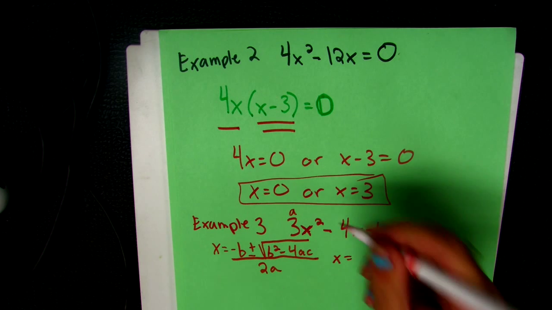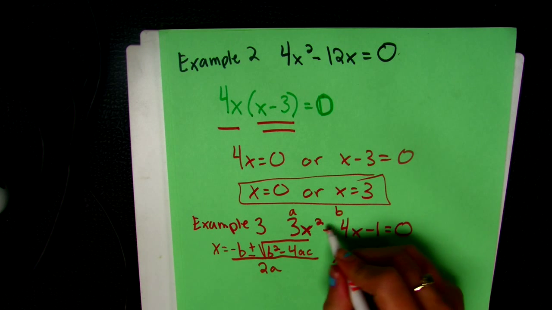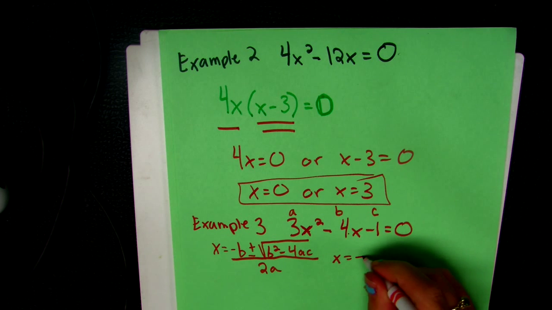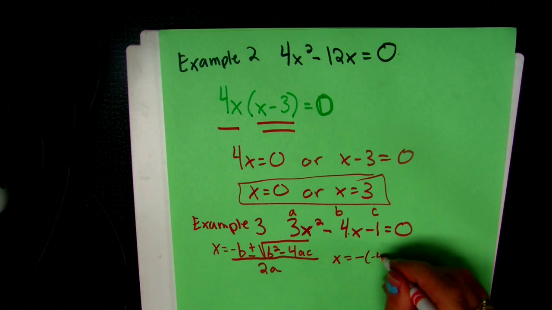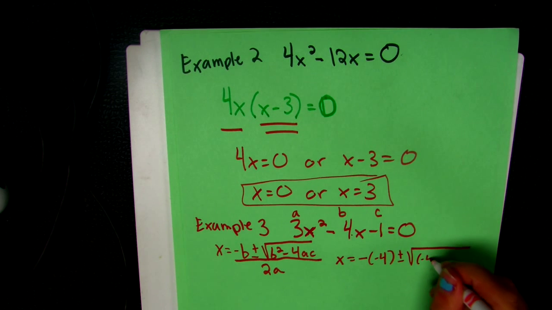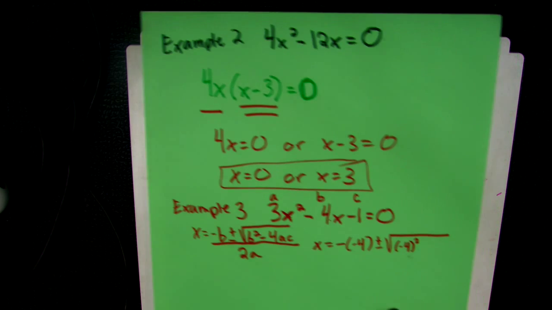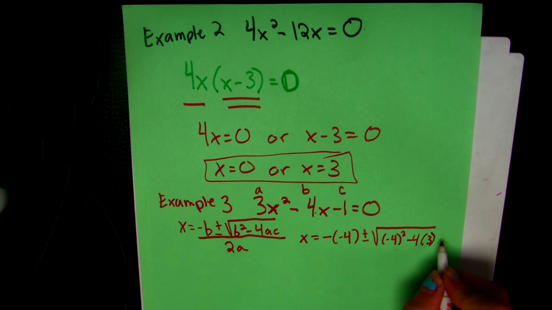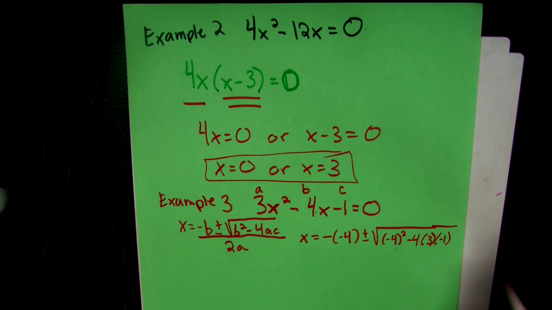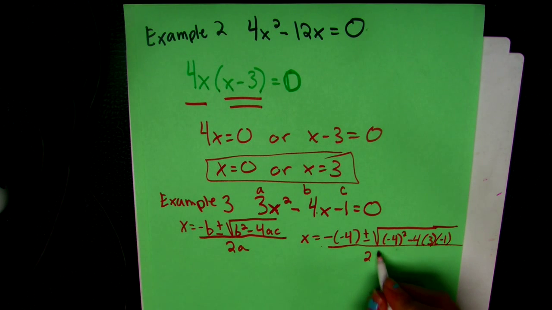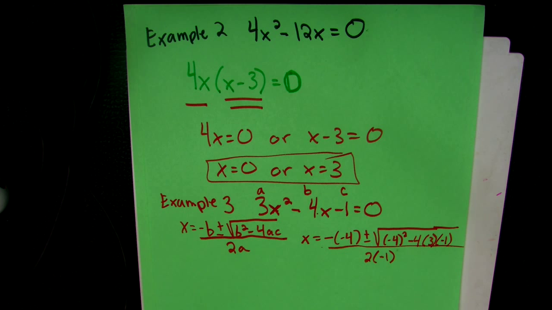So remember, this is a, this is b, and it's negative 4, that's b, and then c would be negative 1. So negative b, so negative 4 plus or minus the square root, negative 4 square, notice my use of parentheses, minus 4 times 3 times negative 1, all over 2 times negative 1. Okay, so from here, we just simplify.